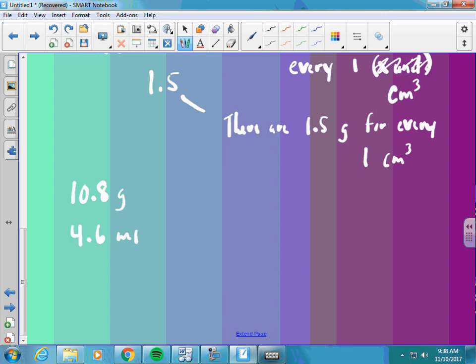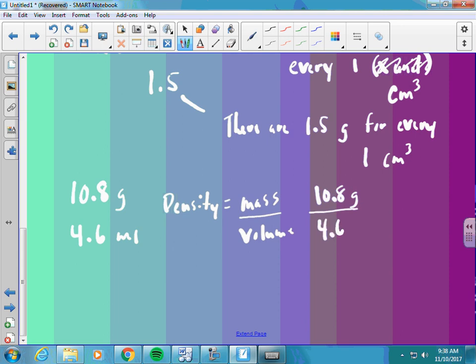And all density is mass divided by volume. So I just take the mass, 10.8 grams, and I divide it by 4.6 milliliters. And that came out to be like 2.34. I'm trying to remember. Something like that. According to the sig figs in these numbers, I should have just left it as 2.3. And then the units are just grams per milliliter.